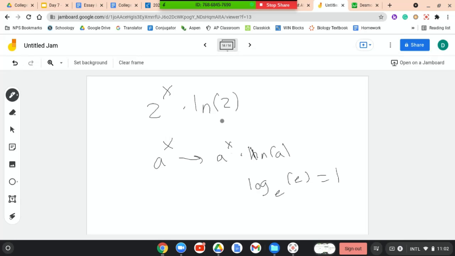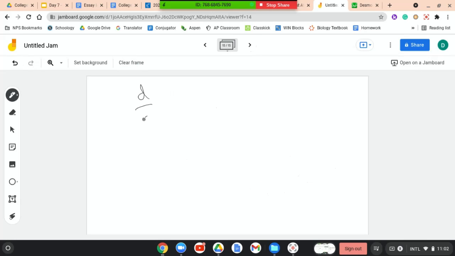All right. So what I need you to take away here is the derivative of e to the x being itself, and the derivative of any exponential function being that function times the natural logarithm of its base. So that's exponentials.